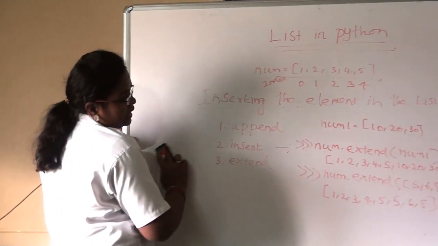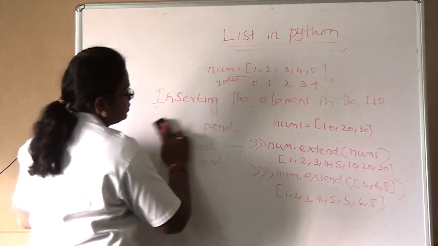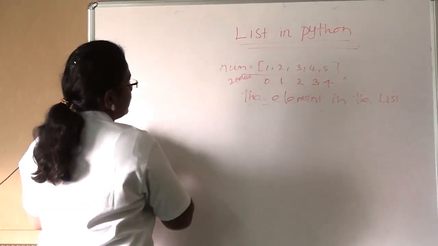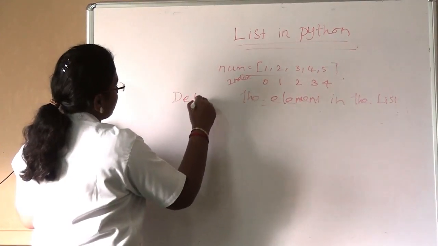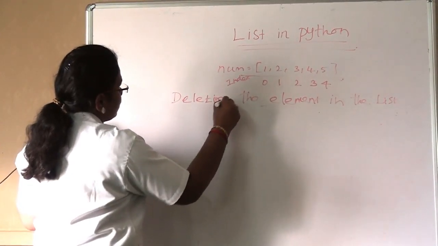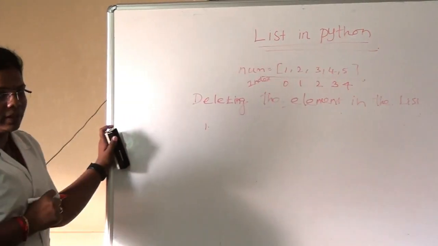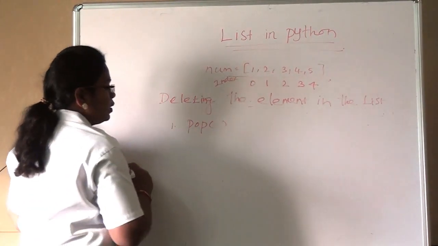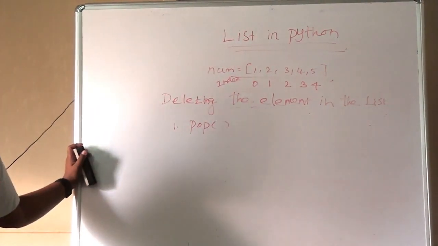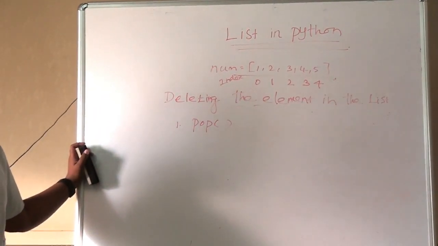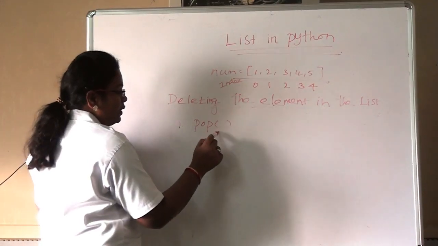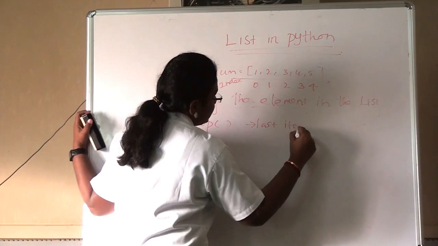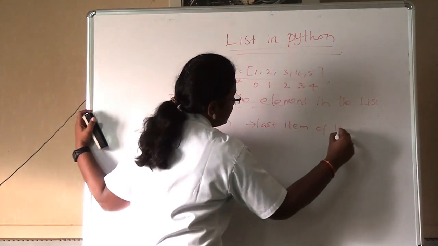The next one is the deleting operation. The first way of deleting an element in the list is by using pop. You know in the stack data structure, pop means you are deleting the element at the top position. In the same way, it will delete the last item of your list.